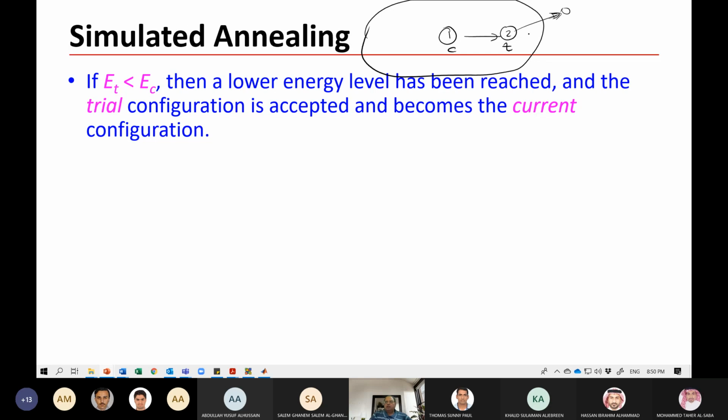So this becomes the current, and this is a trial. We also check whether the energy of this position is better than this. If so, we accept it. Otherwise, we will not accept it, and we will keep this as the current configuration. So if ET is lower than EC, then a lower energy level has been reached, and the trial configuration is accepted and becomes the current configuration.